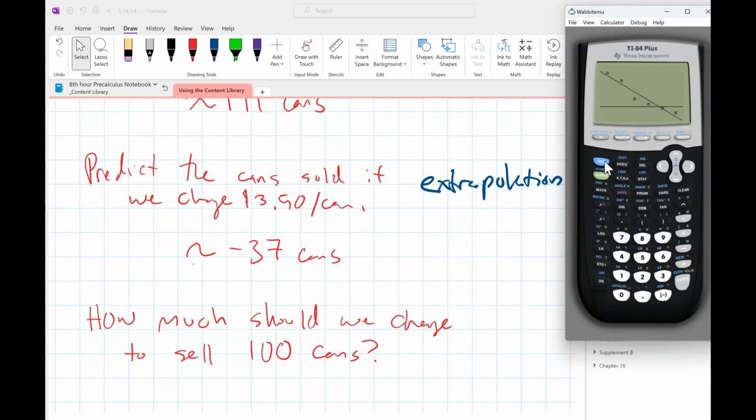On my calculator, second and trace. And which command do I want from there? Intersect. So first curve, well, that's the regression line. That sounds good. Second curve, well, that's the straight line. That sounds good. They only intersect once, so my guess doesn't really matter. The calculator will find it. About $2.19 is what it says.